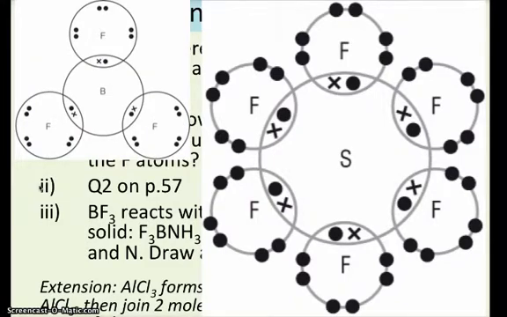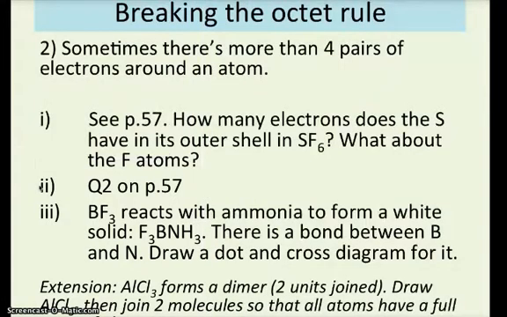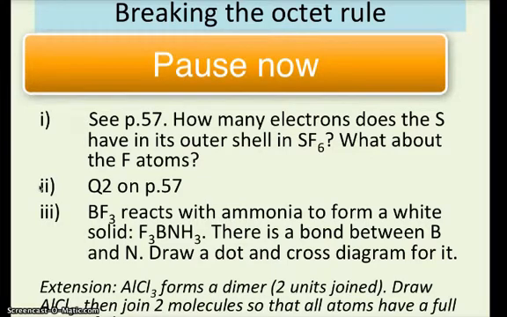Now these two are worth learning because they use them as examples. But if you want to pause now and just have a go at trying to draw what happens when BF3 reacts with NH3, and also see if you can draw aluminium trichloride, AlCl3. Now this forms something called a dimer.